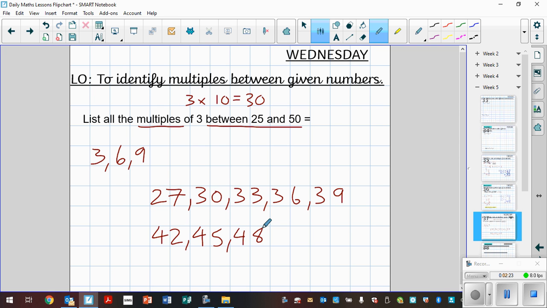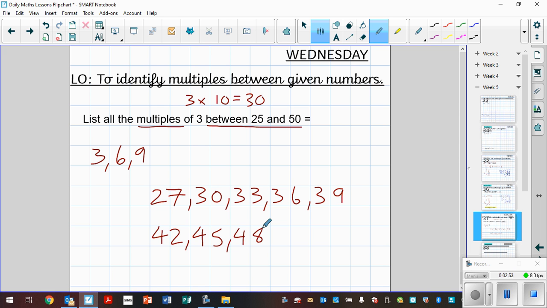Now if I look at the question, it says between 25 and 50. Now 51 is not between those two given numbers, so that wouldn't be a multiple of 3 between 25 and 50. So the answer to the question, list all the multiples of 3 between 25 and 50, are 27, 30, 33, 36, 39, 42, 45 and 48.